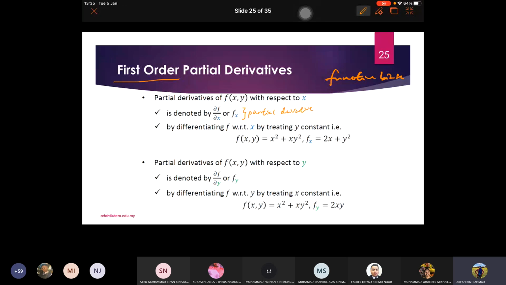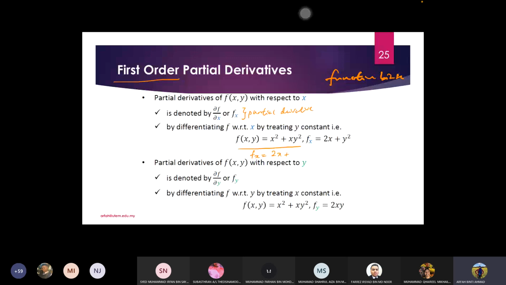Sometimes some books use delta f over delta x, some books just use fx. Where it is obtained by differentiating f with respect to x by treating y as a constant. So for example you have this function, f(x, y) = x² + xy². We will assume y is constant if you want to get the derivative with respect to x. So you will get 2x + y², because we assume y as a constant, so we only look at x. That is the partial derivative with respect to x.